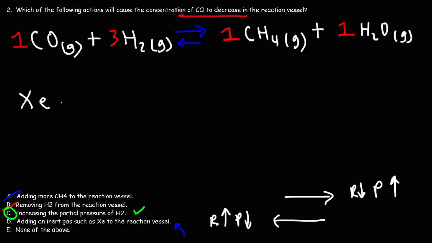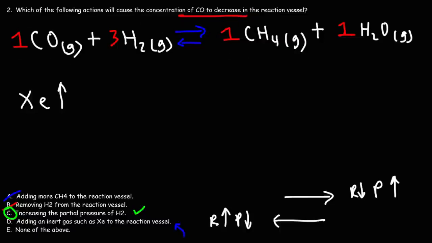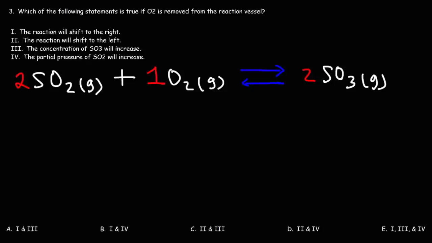So if we were to introduce xenon, xenon doesn't react with any of the reactants, nor does it react with any of the products. And it's not in this reaction. It's not included in the equilibrium expression. Therefore, the introduction of this inert gas will have no effect on the position of equilibrium. The reaction will not shift to the right, nor will it shift to the left. So C is the correct answer for this problem.